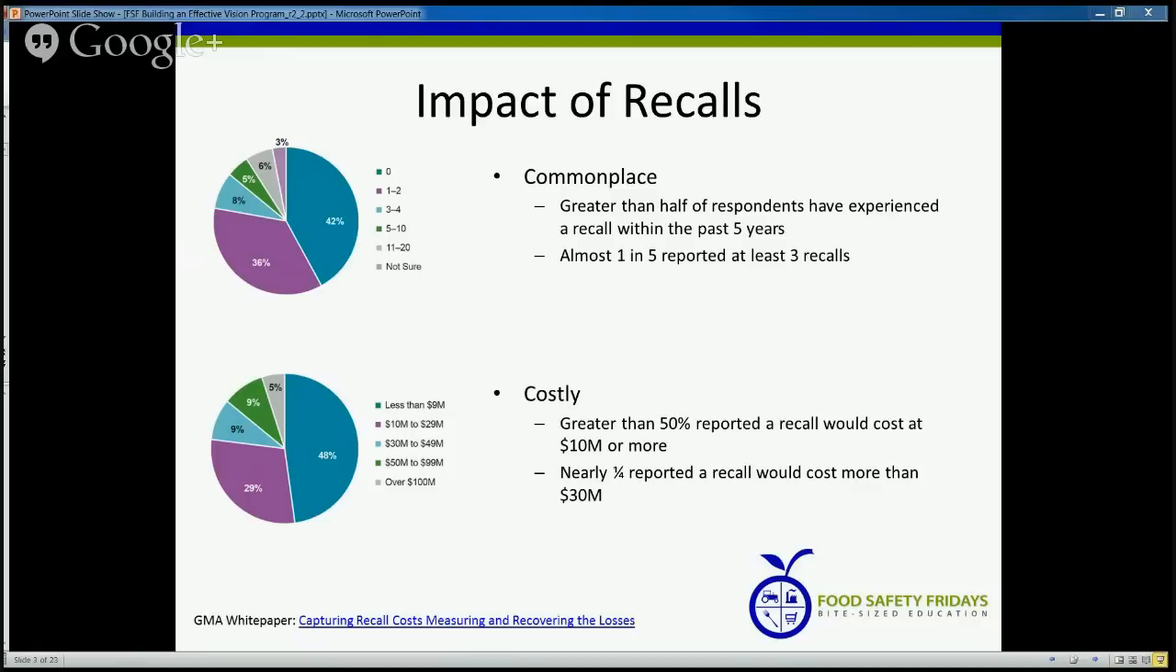The same study asked the question of how much a recall would cost, or what the size of the impact from a dollar standpoint would be on an organization. And more than 50% said a recall would cost the organization $10 million or more, and nearly a quarter said that a recall would cost the organization $30 million or more. So recalls are commonplace and they're costly, and they're a problem that we need to address, obviously.